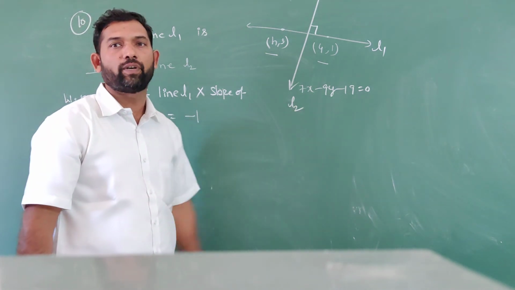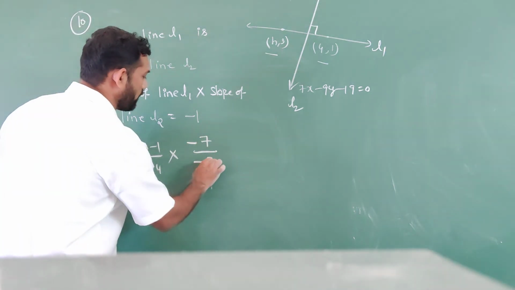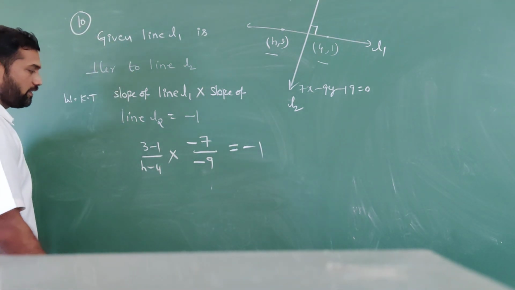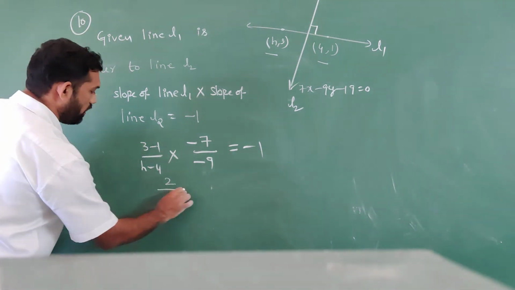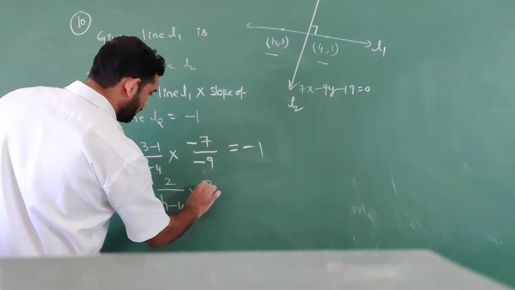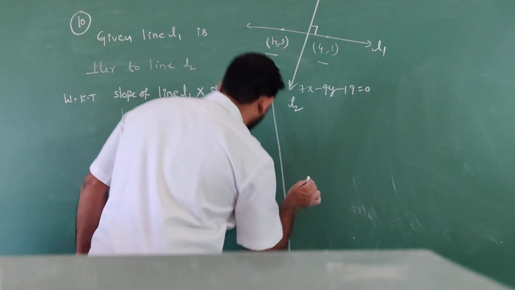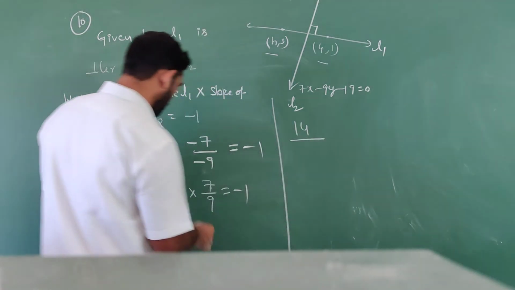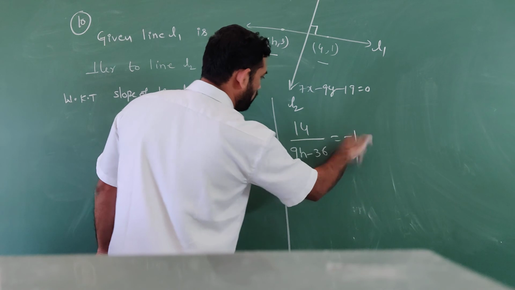L2 means what? That is a line equation. So for a line equation, slope is minus x coefficient by y coefficient. It is equal to minus 1. Now simplify this. 3 minus 1, 2 divided by h minus 4, into, so minus minus get cancelled, 7 by 9, it is equal to minus 1. Again you have to do cross multiplication. So 2 into 7, 14 divided by 9h minus 36 equal to minus 1.